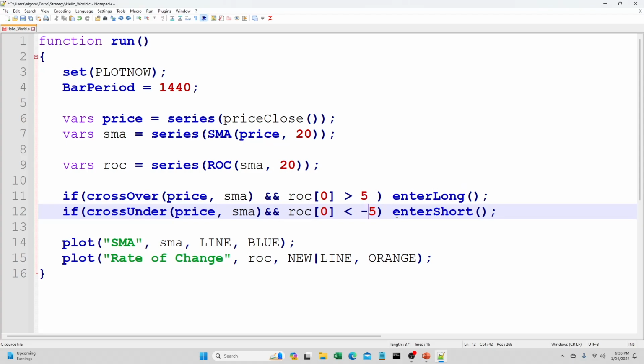And for a short trade, I want my rate of change to indicate that the market is moving down. So rate of change positive, market is moving up. Rate of change negative, market is moving down. I'm sure these two values will be different for other underlying assets. This is Microsoft that we're trading here, and I'm sure these two numbers will not work for every stock or currency pair you can think about, but let's see what we get here. And of course, again, feel free to play with these values.